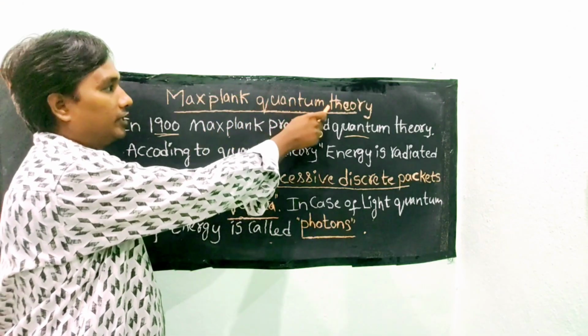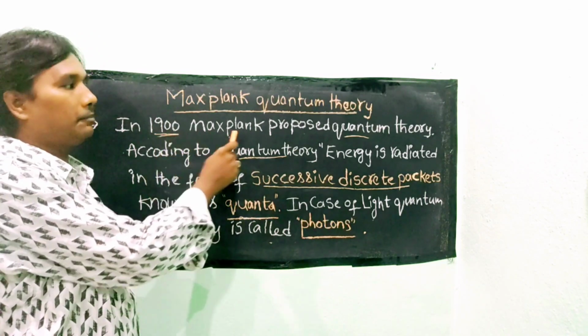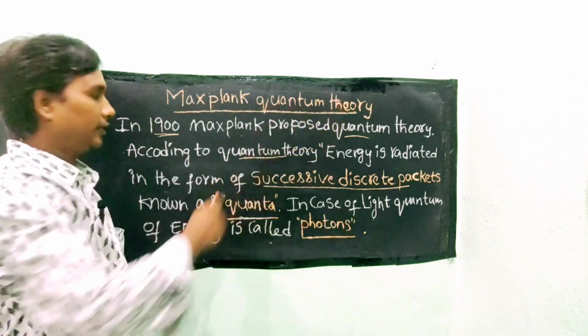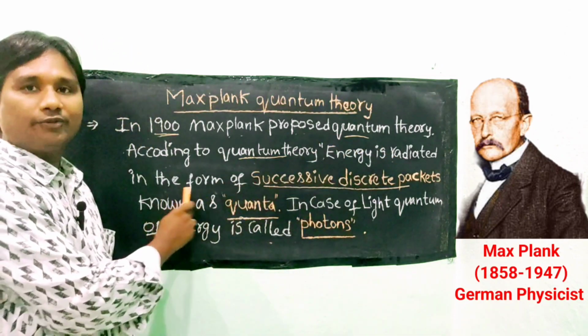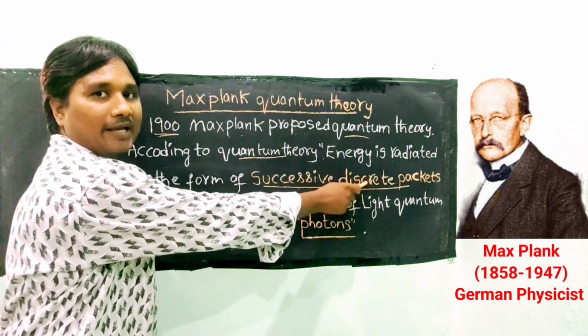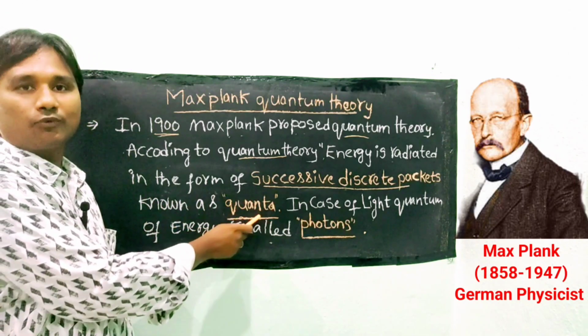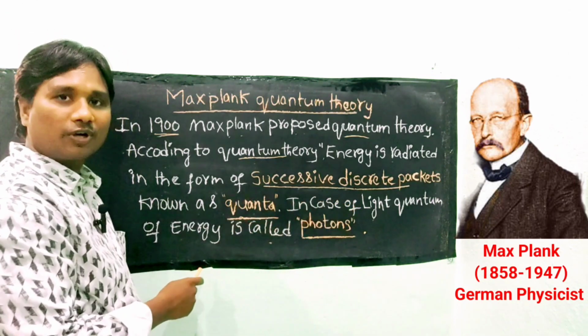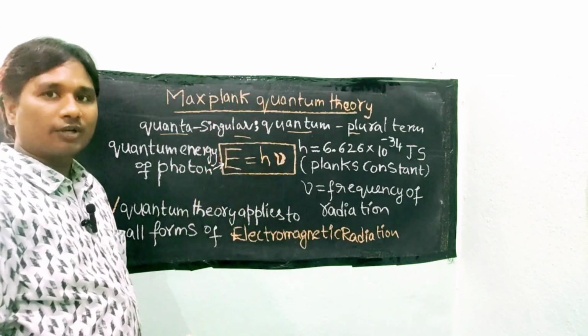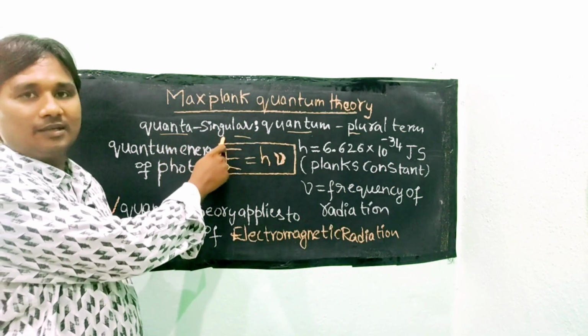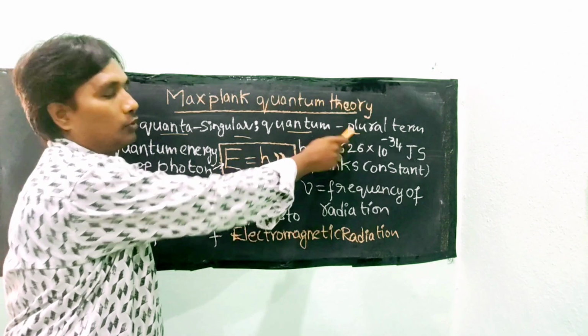Max Planck quantum theory. In 1900, Max Planck proposed quantum theory. According to quantum theory, energy is radiated in the form of successive discrete packets known as quanta. In case of light, a quantum of energy is known as a photon. In Max Planck quantum theory, quantum means singular term, quanta means plural term.